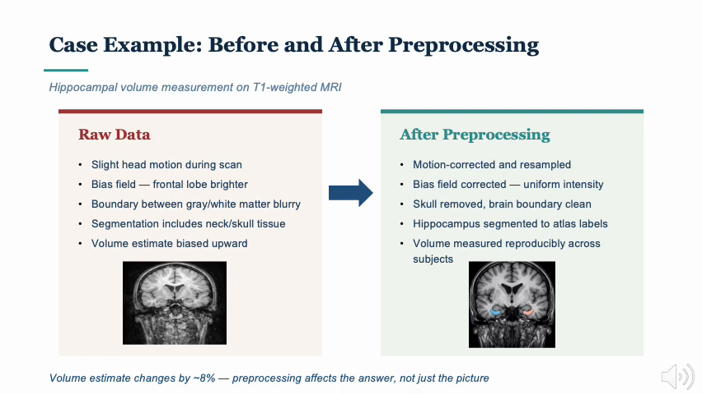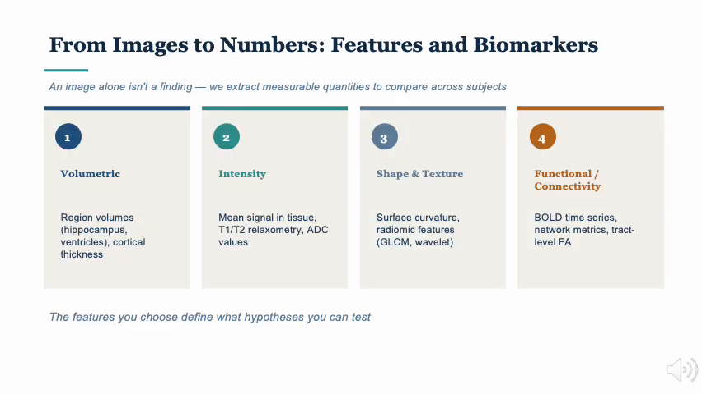After preprocessing, the data is motion corrected and resampled, and the bias field is corrected to uniform intensity. The skull is removed with a clean brain boundary, and the hippocampus is segmented against atlas labels. The headline result: the volume estimate changes by about 8%. Preprocessing affects the answer, not just the picture. An image alone isn't a finding.